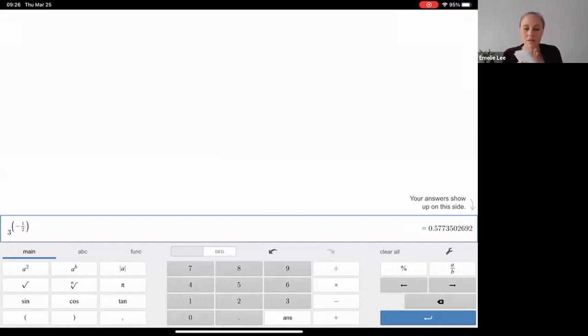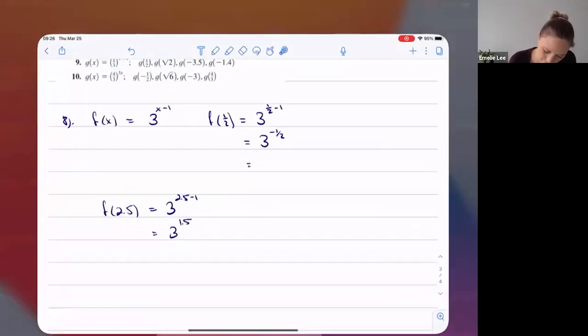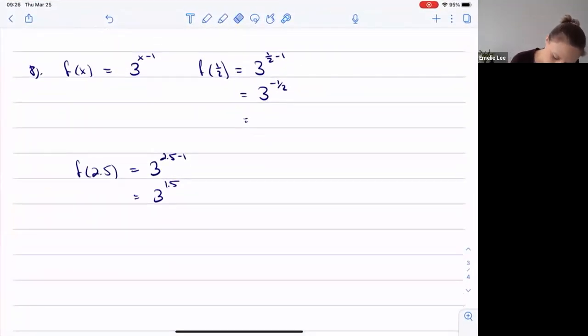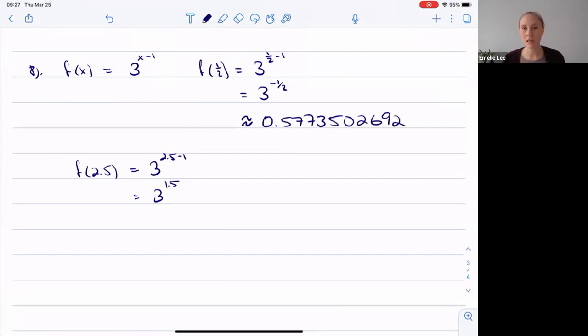I do wish I could copy this, but I can't. So I'm just going to do it on the side here so I can write it out. 3 to the -1/2, squiggly equals, because as soon as I'm working with a decimal, it's not exact anymore. So that's when you use your squiggly equals. 0.5773502692. So make sure that you get that same answer.